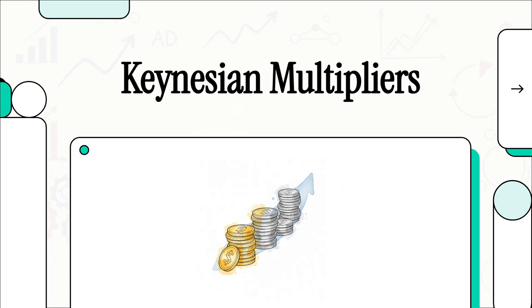Welcome to This Explainer, where we're going to break down the absolute bedrock of modern macroeconomic theory. Today, we're stepping right back into the classroom to dissect the simple Keynesian model and its incredibly powerful mathematical multipliers.